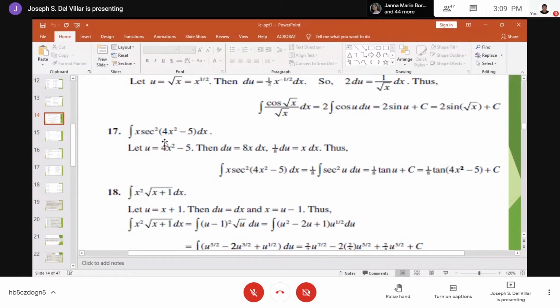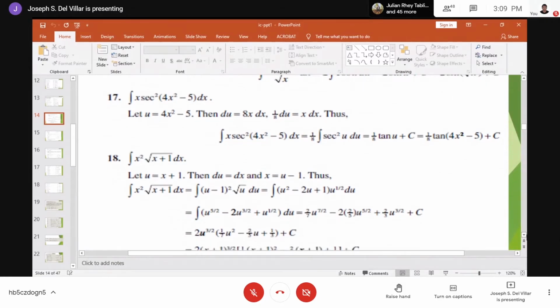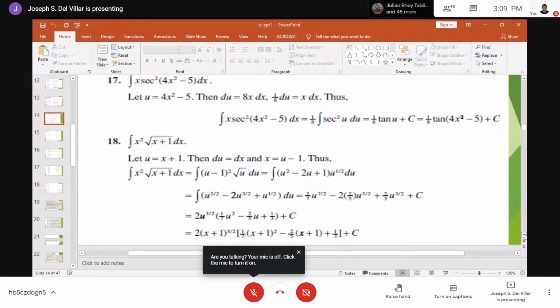Pwede rin kayong gumamit ng u kung gusto nyo. Pero yung kanina kasi, in-inspect ko na lang. By inspection, tiningnan ko yung differential nito, 8x dx. Meron lang siyang x dx, nawawala yung 8, kaya nilagyan ko dito ng 8, mag-introduce din ako ng 1/8, exact na siya, so i-apply ko na yung formula for secant squared. And the formula for secant squared is tangent. Okay? So 1/8 tangent of 4x squared minus 5 plus c. Any questions? O try to analyze number 18 kung bakit naging ganun.